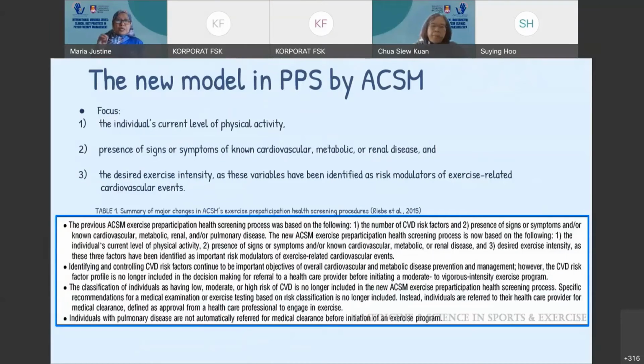All right, so the new model of health screening focuses on the current level of physical activity, the presence of signs and symptoms of cardiovascular, metabolic, or renal disease, and the desired exercise intensity, as these variables have been identified as risk modulators of exercise response to cardiovascular events. If you remember the previous, traditional model, in the questionnaire they also included pulmonary disease, but in the new model, they found that for clients or people with pulmonary disorders, it is safe to continue with moderate to high intensity exercises.